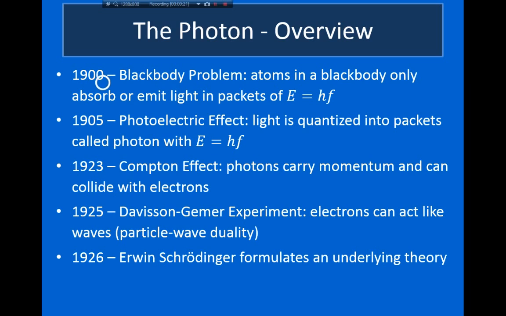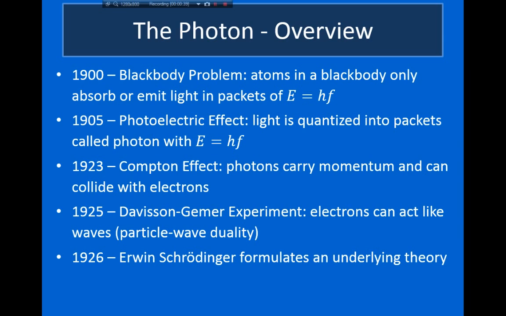In the very early part of the 20th century, in 1900, Max Planck solved the black body problem. The way that he solved this was by assuming that a black body only absorbs and emits light in packets which carry an energy given by this formula right here.